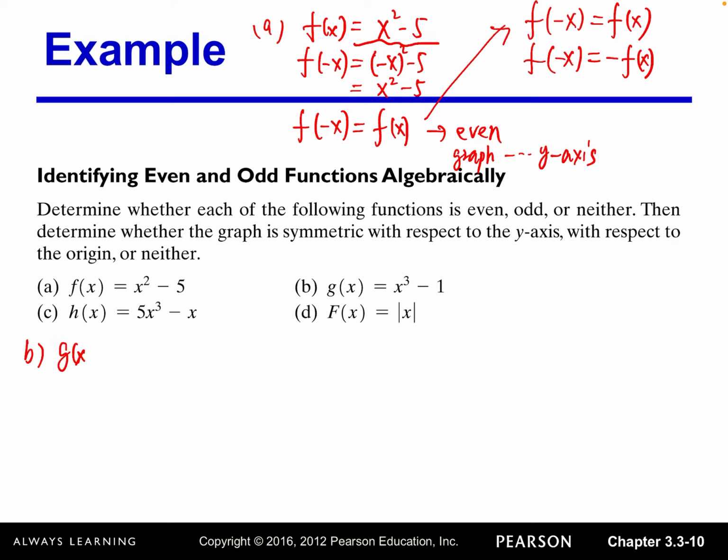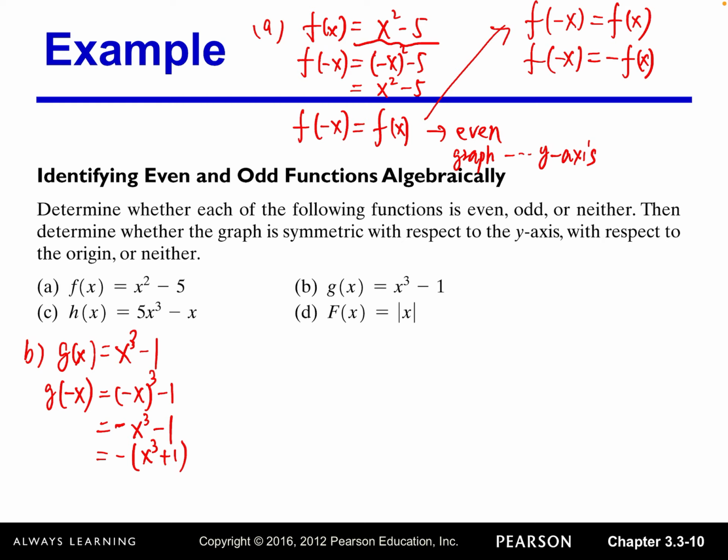B, we have g of x equals x cubed minus 1. So now we need to evaluate g of negative x. Okay, replace x by its negative, and then simplify. So negative x raised to the third power is like negative x multiplied by itself 3 times, right? So we still have a negative sign outside and then x to the third power and then minus 1. Okay, if we factor negative 1 out, that equals negative of x cubed plus 1 in the parentheses.